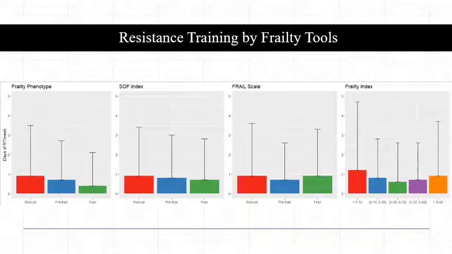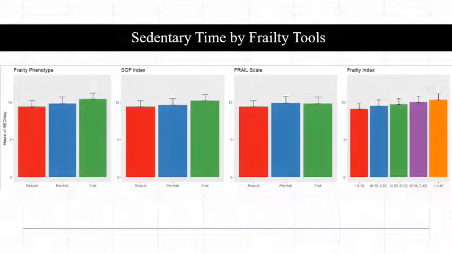When looking at resistance training sessions per week by frailty tool and category, here we'll see that most people report engaging in approximately 1 resistance training session per week across frailty levels. These graphs demonstrate that everyone is very sedentary for the most part, but there seems to be a trend that as frailty increases, so does sedentary time.